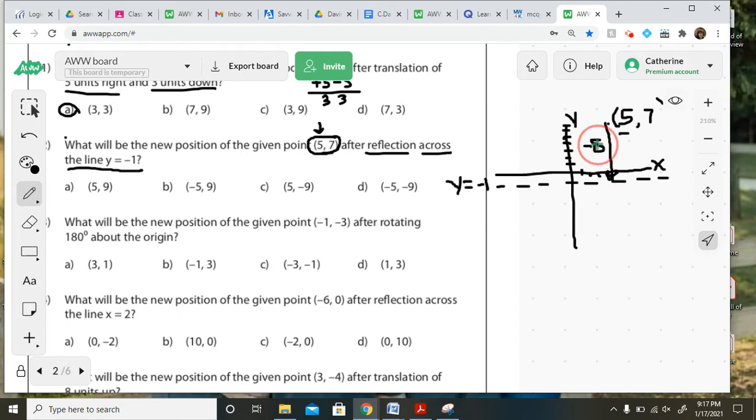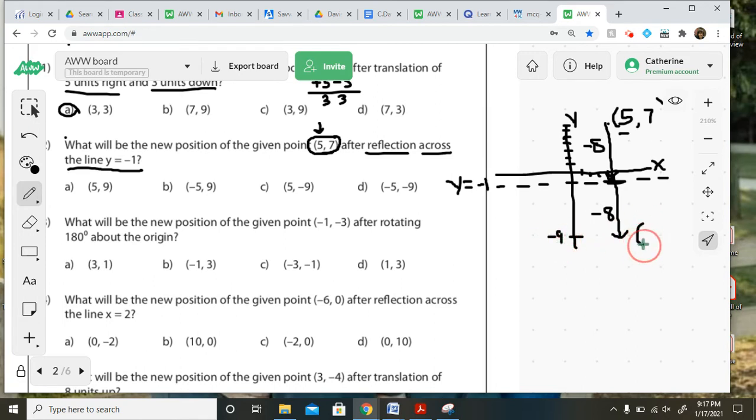So we went down -8. And then we'd have to go down from this point, we'd have to go down another 8 points. So from -1 -8, we would stop at -9.